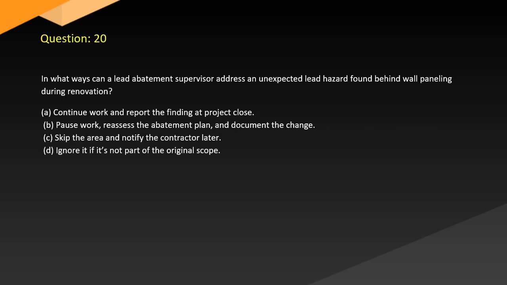Question 20. In what ways can a lead abatement supervisor address an unexpected lead hazard found behind wall paneling during renovation? A. Continue work and report the finding at project close. B. Pause work, reassess the abatement plan, and document the change. C. Skip the area and notify the contractor later. D. Ignore it if it's not part of the original scope.